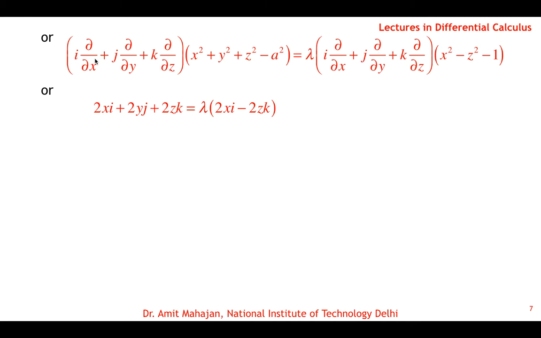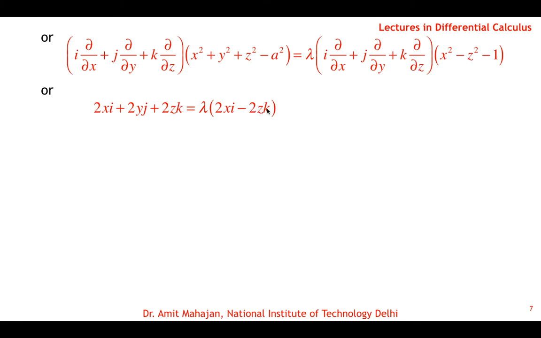Okay, and so we can take this derivative here: i times the x derivative of this function, and the x derivative of this is 2x, so 2xi, plus j times the y derivative, which is 2y, so 2yj, plus k times the z derivative, which is 2z, so 2zk, equals lambda times the x derivative of this function, which is 2x. So 2xi plus j times the y derivative of this, and there is no y here, so the y derivative is 0 and there is no j term, plus k times the z derivative of this, which is minus 2z.